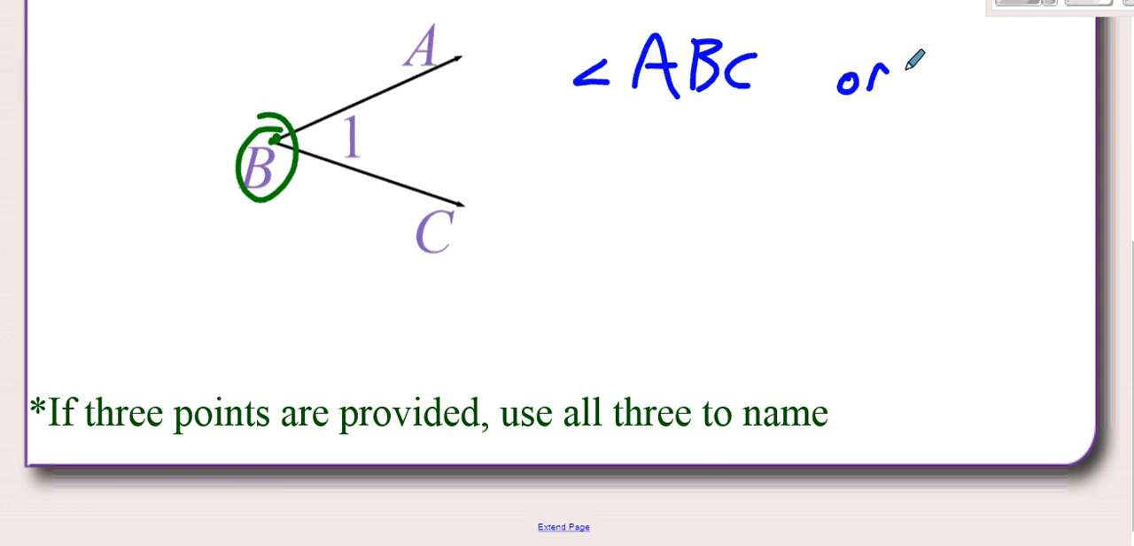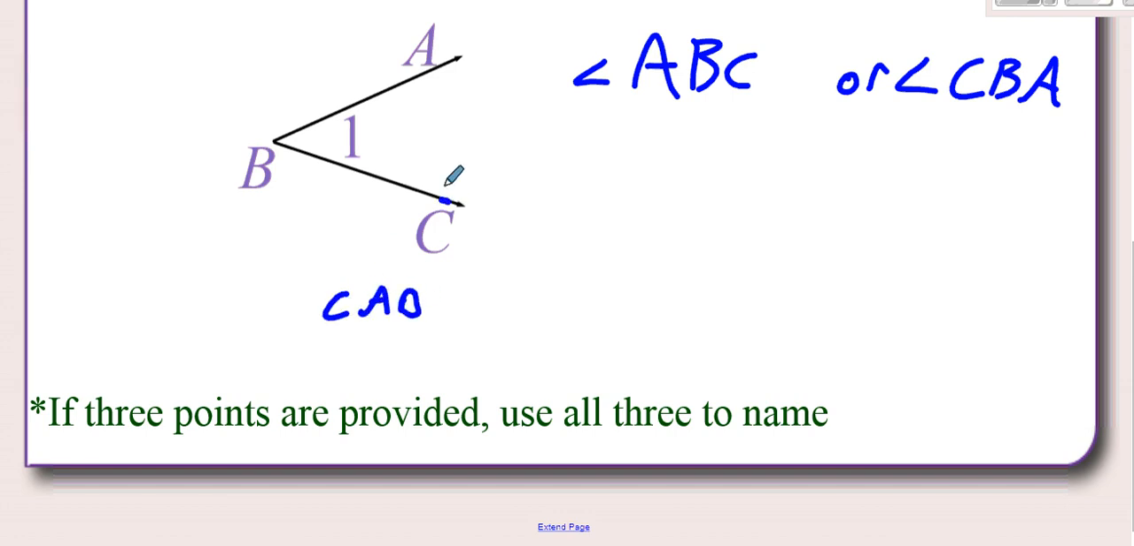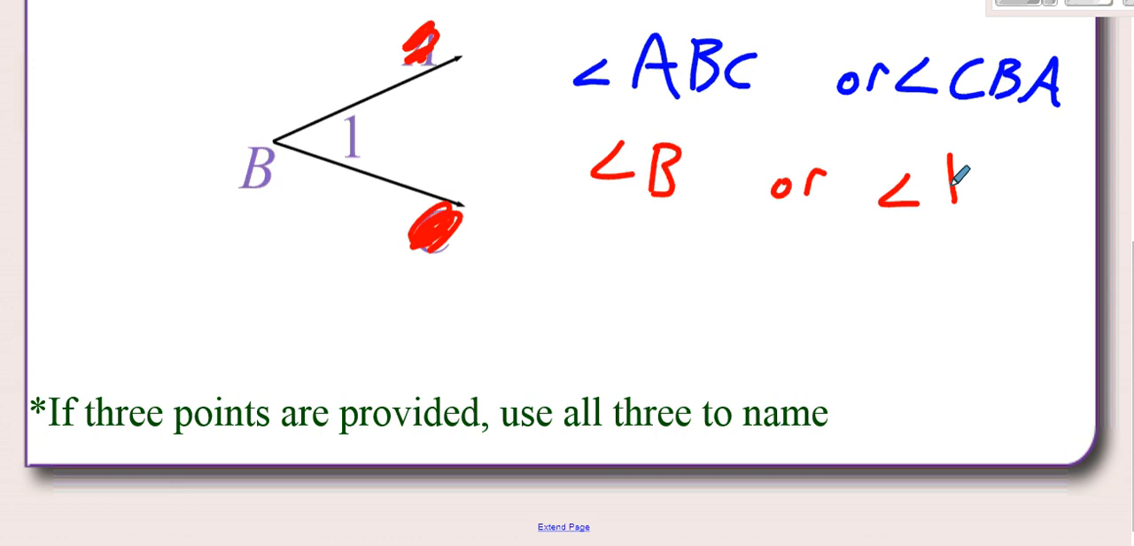So that means we can also start with C, B's in the middle, and A. If you follow the order that you wrote it, if you traced it, you draw the angle. It would not work if you said CAB, because then you're going like this. That's not the angle. You didn't trace the angle. If the letter B was the only letter that was there, you could say angle B. That's okay. Or if they number it like they did here, you can also use that number to name it. So there's a lot of different ways.